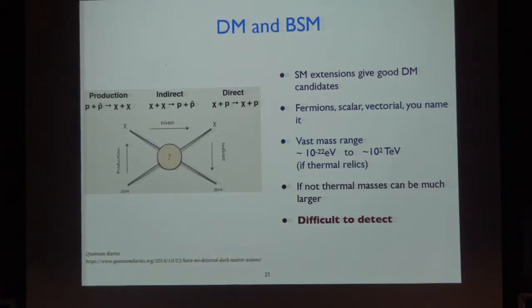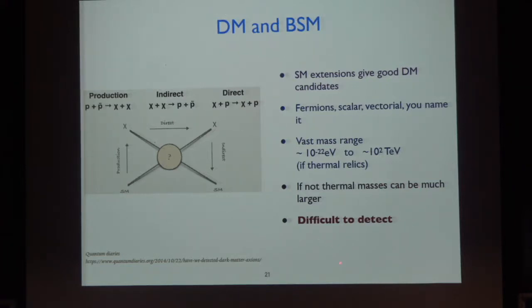Some of the Standard Model extensions give good dark matter candidates. There are lots of dark matter models beyond the Standard Model, so we have lots of dark matter candidates. They can be fermions, scalars, vectors, you name it. Basically everybody with a bit of imagination can come up with a particle physics model with a dark matter candidate. The mass range is vast, so I call them from the ultralight to the super heavy, like in boxing, from 10 to the minus 22 electron volts to 10 to the 2 TeV. If they're not thermal relics, then they can be much heavier, 10 to the 16 or even 10 to the 19 GeV.